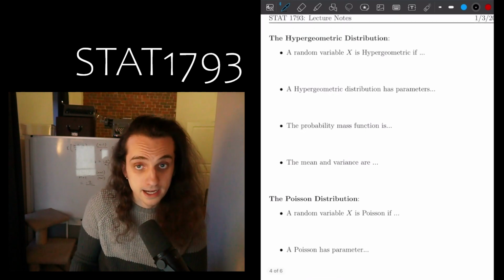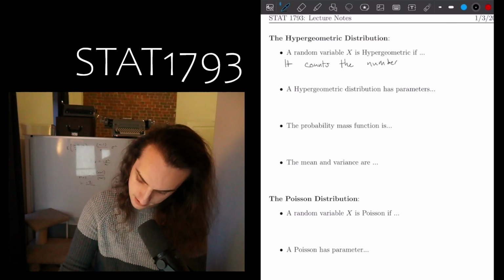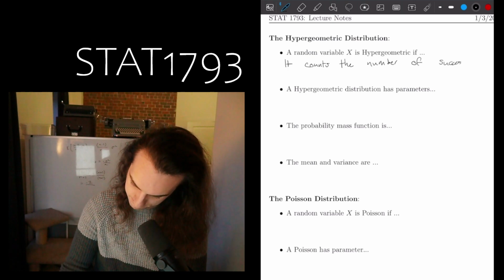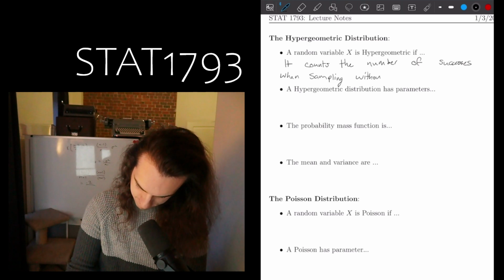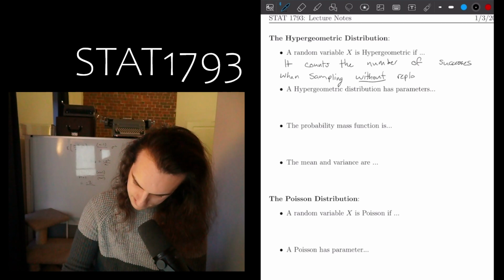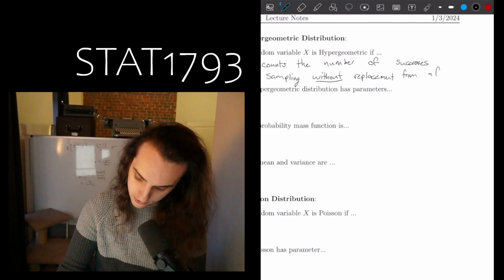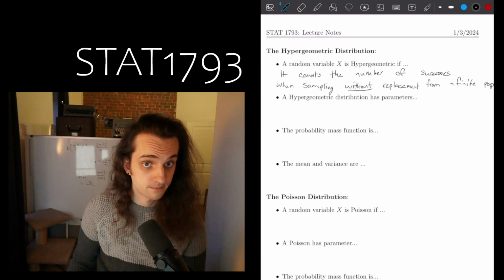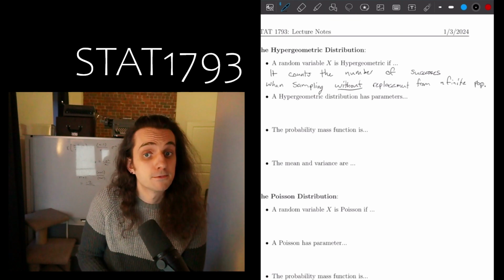And so a random variable x is hypergeometric if it counts the number of successes when sampling without replacement from a finite population. So, for instance, we might be thinking about how many spades do we expect to get if we draw 10 cards, right? So there, we have 52 cards. It's going to be a finite population. We're drawing 10 of them, right? And we're going to be sampling without replacement.